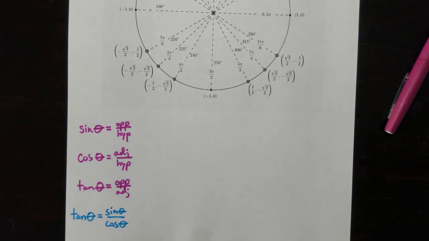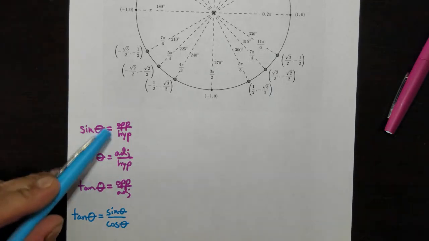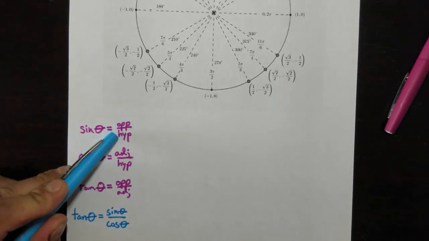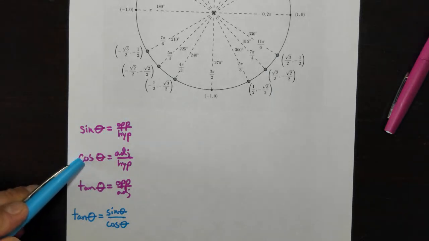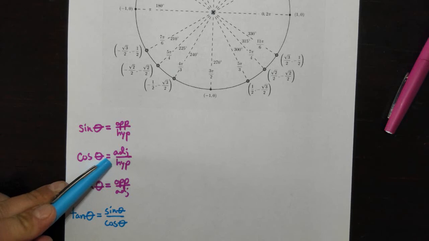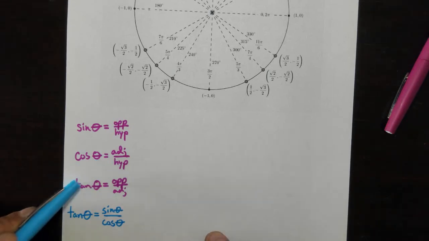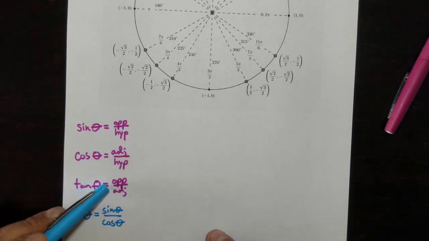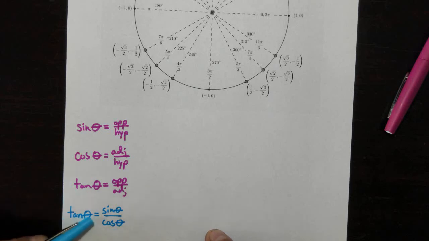So sine of x, or sine of theta, is equal to the opposite side over the hypotenuse. Cosine of theta is equal to the adjacent over hypotenuse. And tangent is equal to the opposite over adjacent. Or we could also think tangent is equal to sine over cosine.